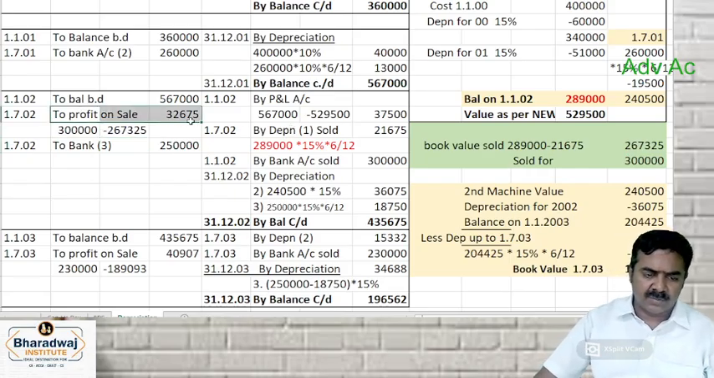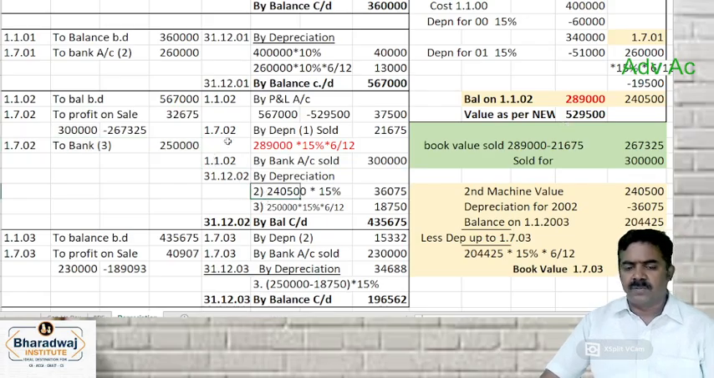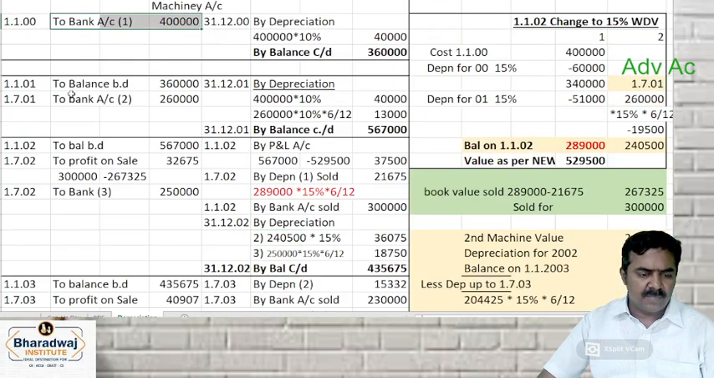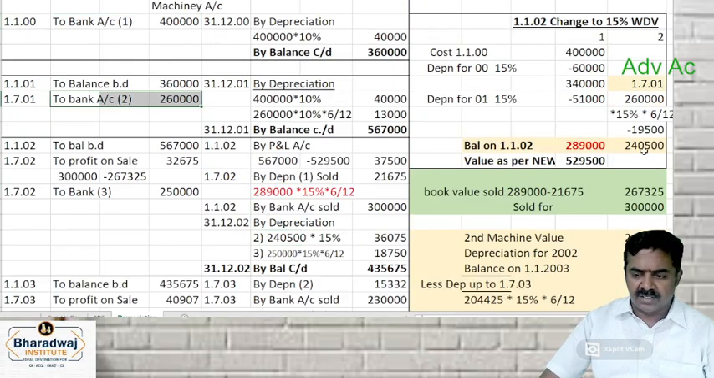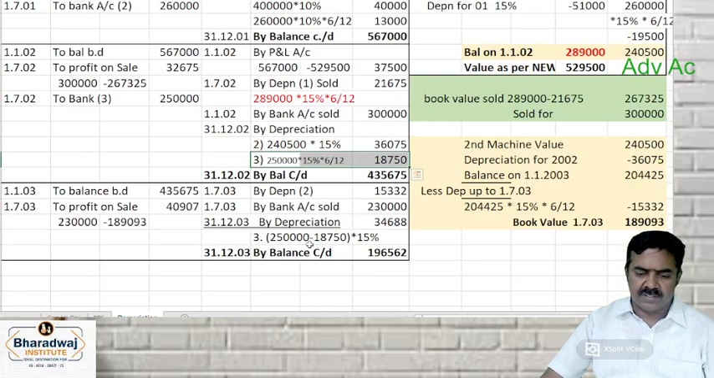267,315. This is the profit on sale. Then we record the sale. We purchase the third asset. Depreciation. Which machine is there as of now? First machine is sold. Okay, the second machine will be there. The second machine's value, look at it: 2,40,500 into 15%. Third machine is just purchased, 6 months depreciation.